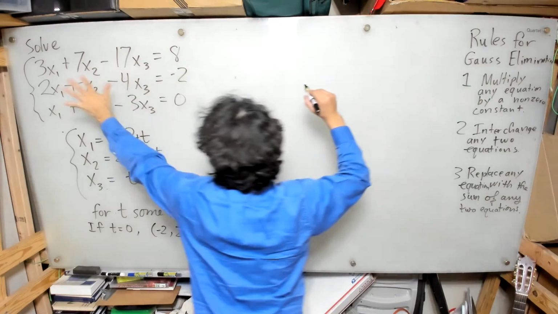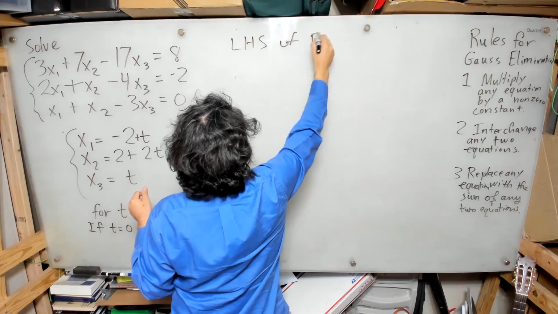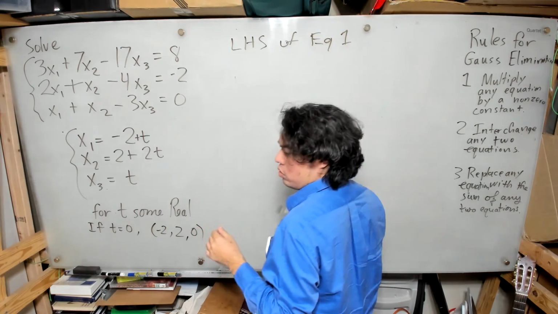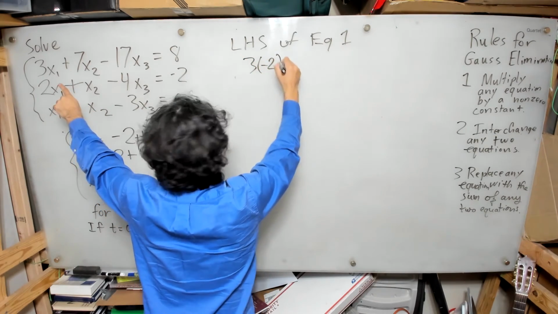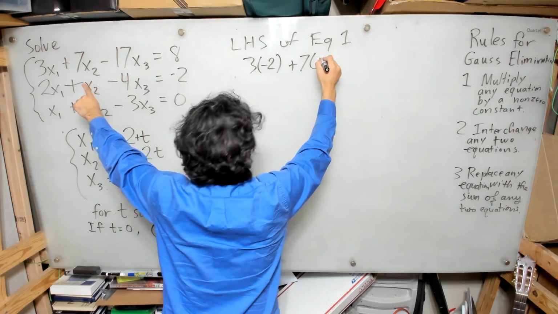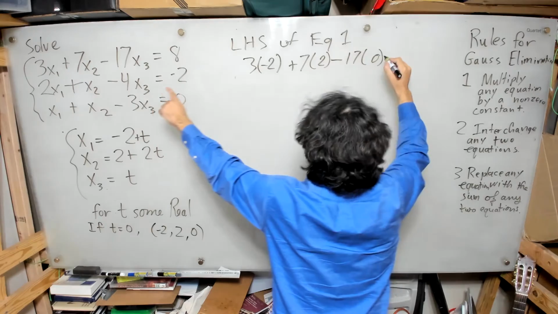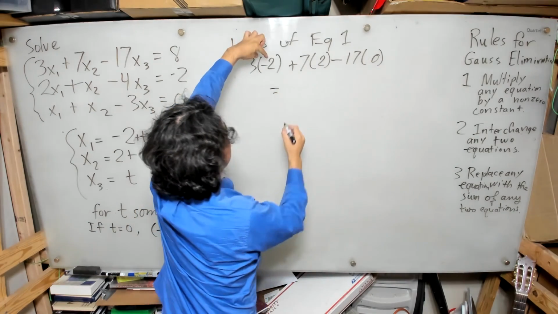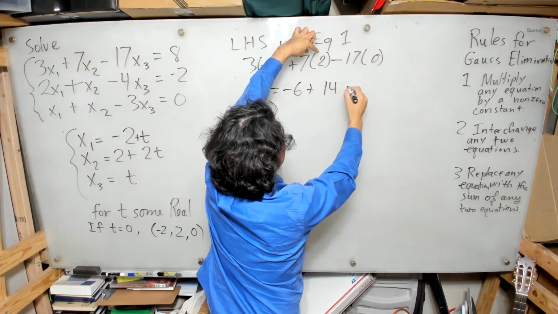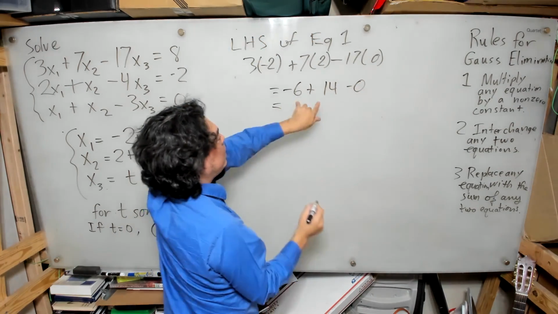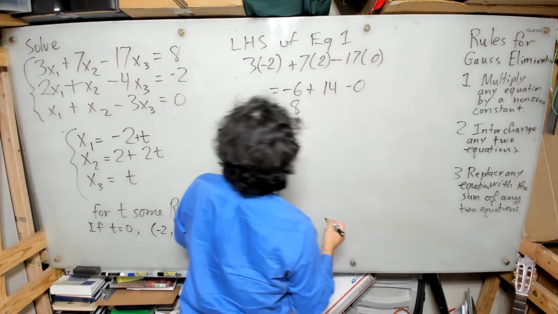I'm going to calculate the left-hand side. I'm going to label that left-hand side of equation 1. That's going to be 3 times my x1, which we saw as negative 2, plus 7 times my 2, minus 17 times 0 equals what? Here, 3 times negative 2, that's negative 6, plus 14 minus 0, and we can see that that is 8, which is exactly what we expect from the right-hand side, right?